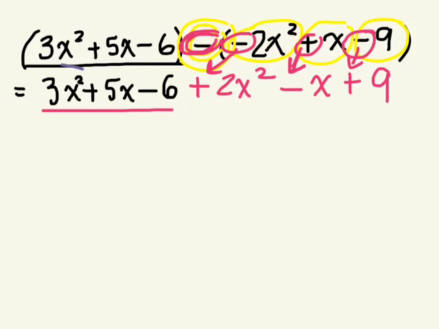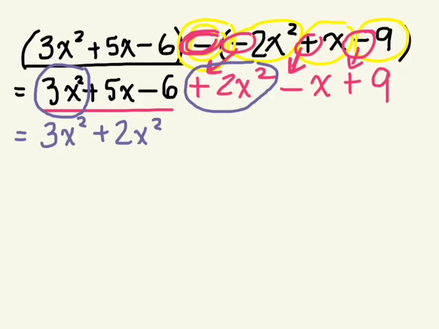Let's start with the first one. Which term goes with 3x squared? Which other term has x squared? Good. Positive 2x squared. Good. Do we have any more x squared terms? Nope. So let's find the next term.